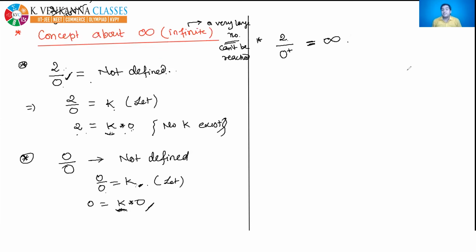Now, I am explaining to you why it is giving the answer infinite. Listen, see the explanation. If you divide 2 by 0.1, your answer will be 20, you know.